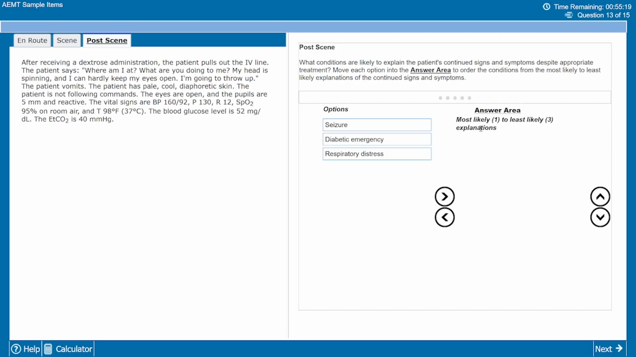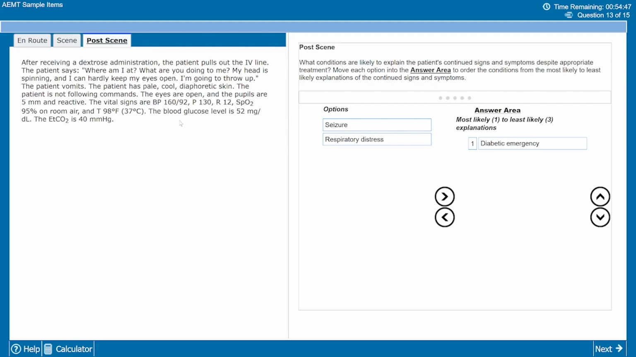So, what is most likely the explanation of what's going on to the least likely reason why something's going on? From looking at this, the most likely option is that they're still experiencing a diabetic emergency. You can tell because their blood sugar is still not within the normal range, so that's a huge red flag. Next, are we considering it to be a respiratory distress issue or a seizure issue?